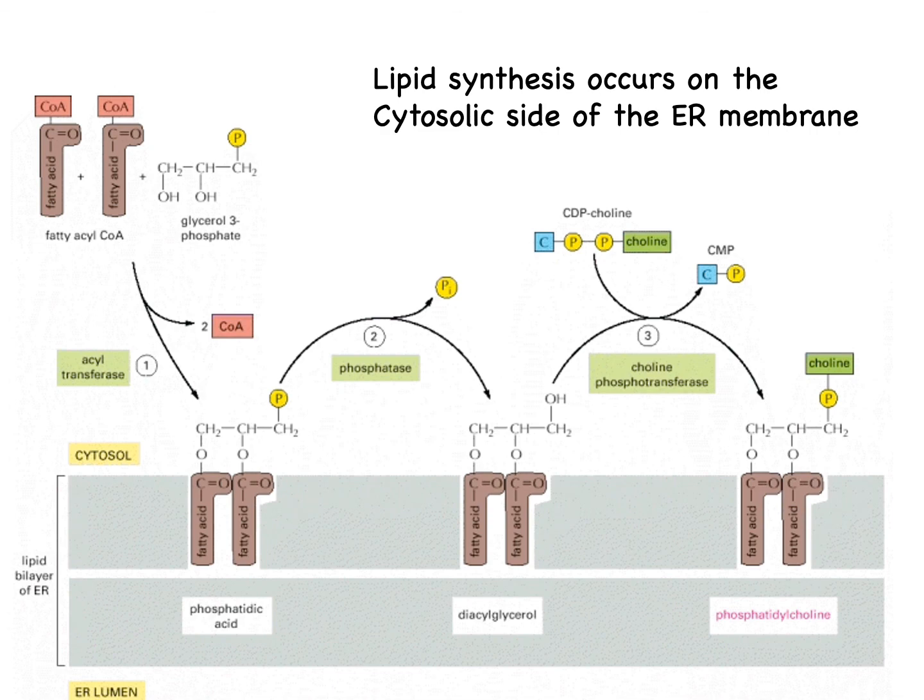Okay, I want to change our target molecules just a little bit, and for the last couple of minutes just talk about sorting of lipids as opposed to proteins. And this diagram shows the initial steps in that. So lipid synthesis occurs on the cytosolic side of the ER membrane.